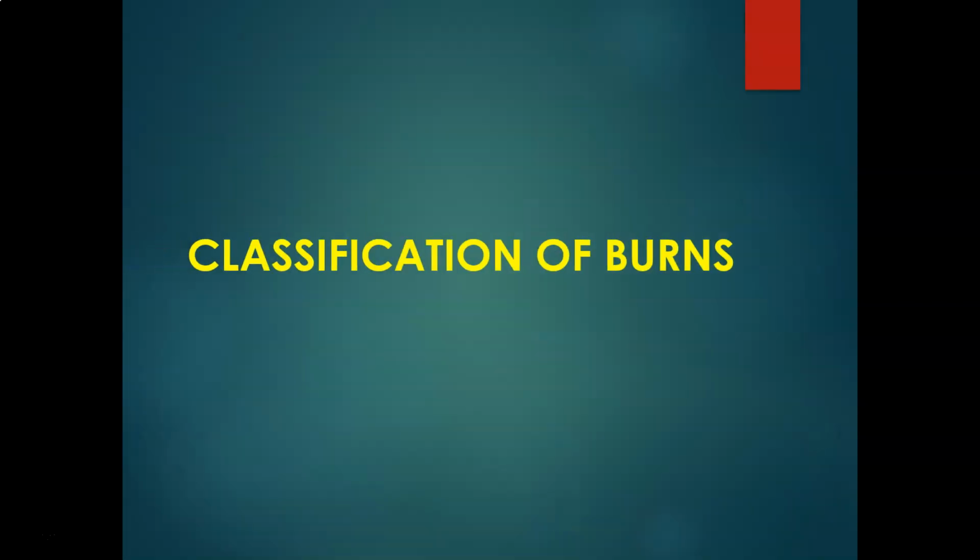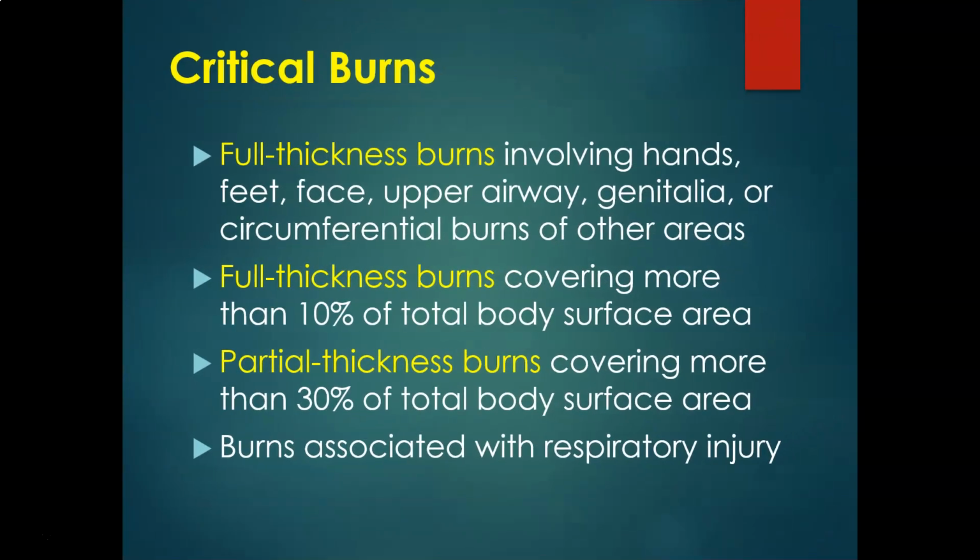Next. So, what are the classification of burns? By the way, the TBSA computation will be discussed later on. We need to finish this one first, the identification of the different types of burns. So, we have here your critical burns. What are considered critical burns? When we have full thickness burns involving the hands, feet, face, upper airway, genitalia, or circumferential burns of other areas. We also have full thickness burns covering more than 10%. So be mindful of the numbers. So full thickness area, 10%. And then another is partial thickness area, more than 30%.